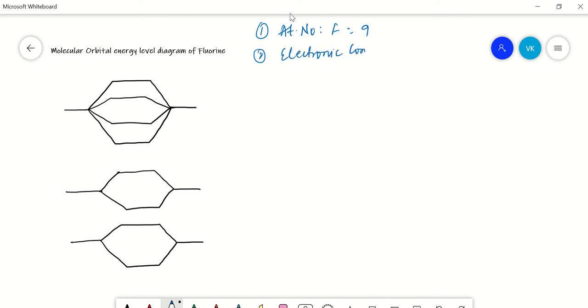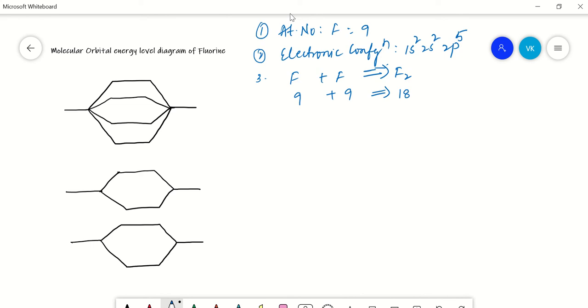What will be the electronic configuration here? It is 1s2, 2s2, 2p5, right? And what is the third point that we need to see? Fluorine plus fluorine will give you a molecule of F2, right? Fluorine here has 9 electrons plus 9 electrons. The total number of electrons involved is 18 in your molecule, right?